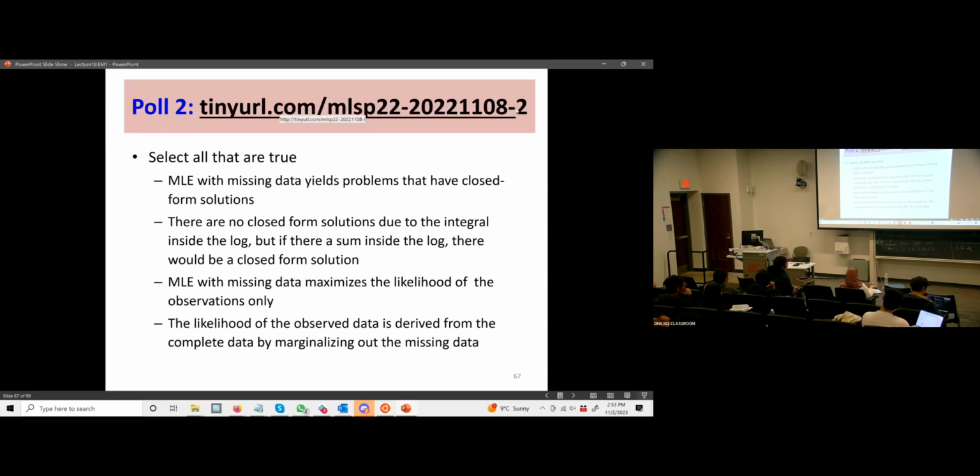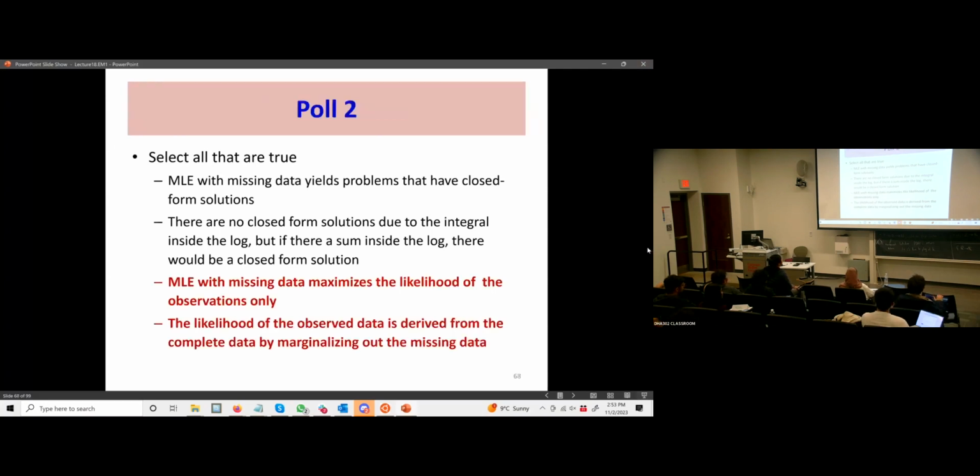Okay, Alex, first statement true? Second one, is the second statement true? Third, fourth? So MLE with missing data does not yield problems with closed solutions. There are no closed form solutions because if there were no sum inside the log, wait, I don't even know what that second statement means.